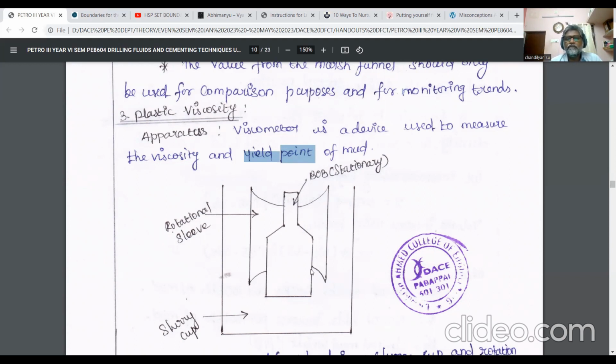This is a rough diagram. It doesn't match near to the reality. But anyway, this one is a slurry cup, and this one is a bob. It's a stationary bob. It doesn't rotate. But the sleeve, which is outside, rotates.